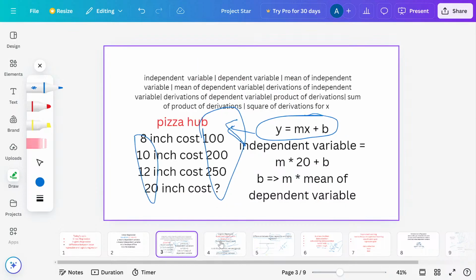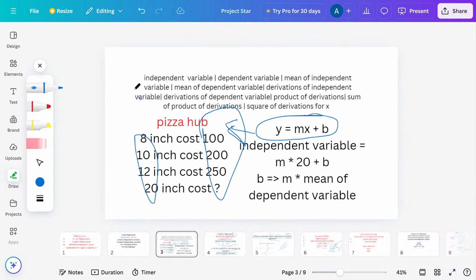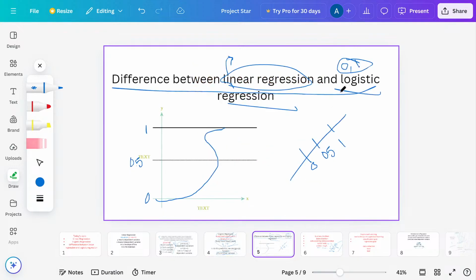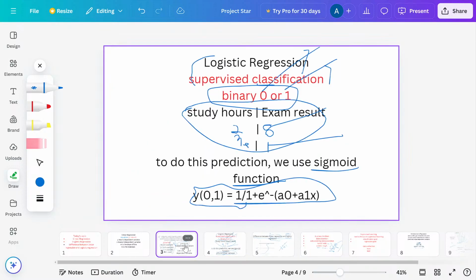We generally use an integer value to get an integer value. And in logistic regression, we predict a value as 0 or 1. So we generally use 0 and 1 to predict the value.